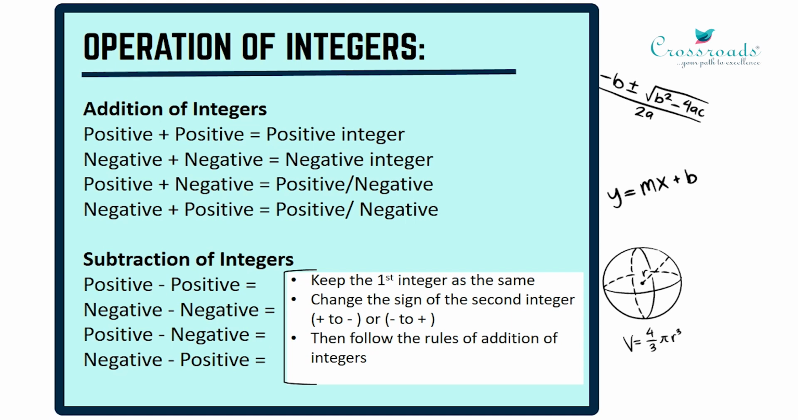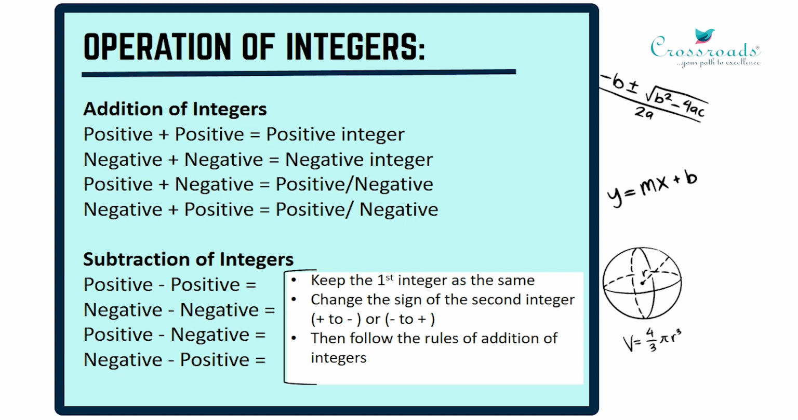A positive integer added to a negative integer, or vice versa, a negative integer added to a positive integer, the resultant sum or the answer will either be a positive integer or a negative integer. Subtraction of integers: positive integer subtracted from positive integer, negative integer subtracted from negative integer, positive subtracted from negative integer, negative subtracted from positive integer.